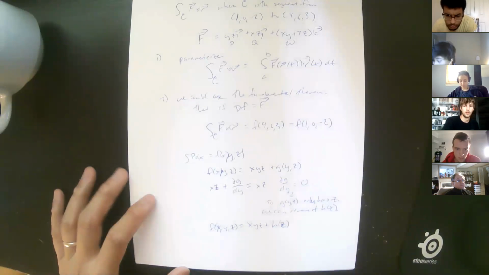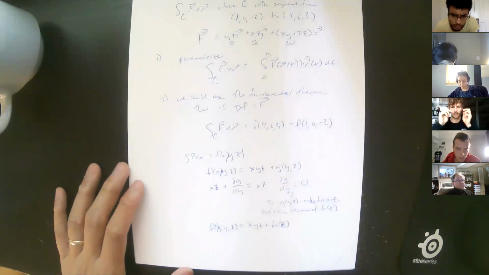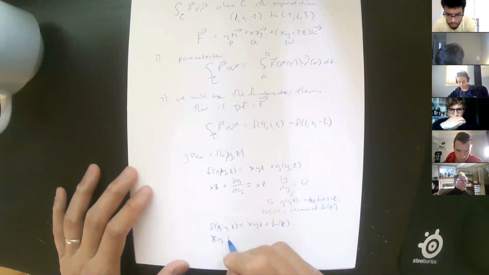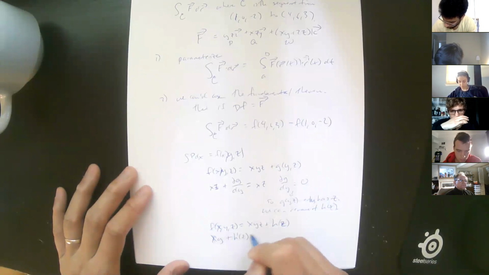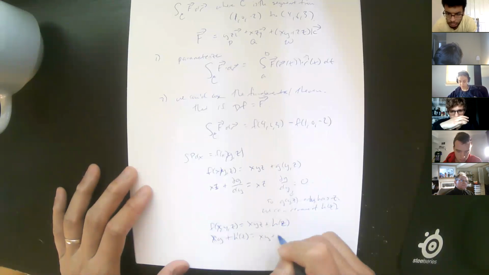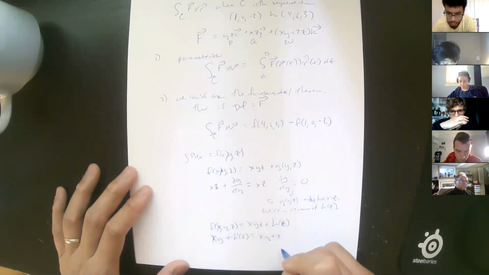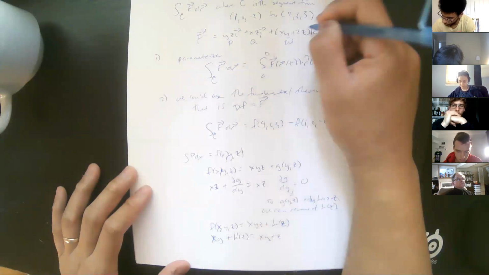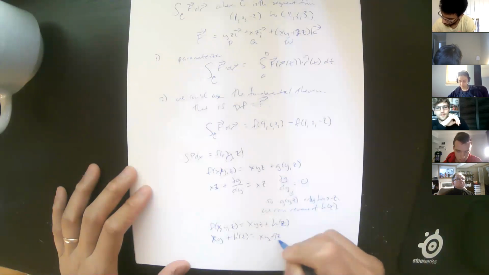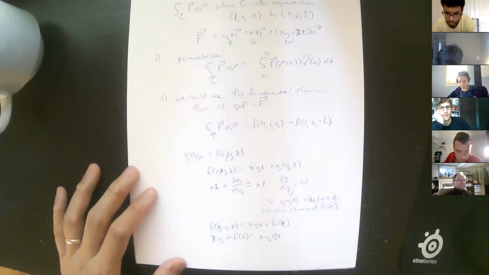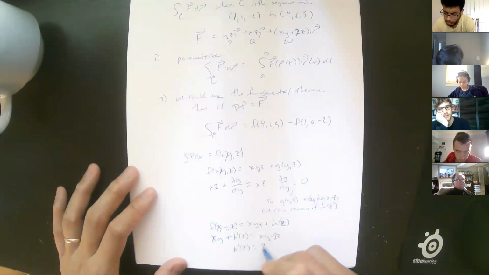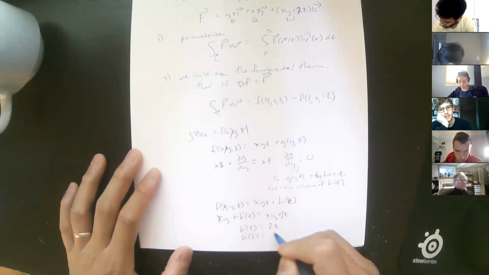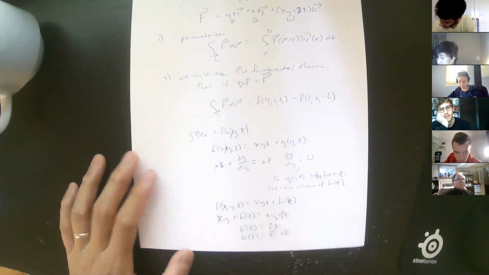And how do we finish this? You differentiate again with respect to z. And we get xy plus h prime of z is equal to xy plus 2z. So h prime of z is 2z, and h of z is z squared plus some constant k.